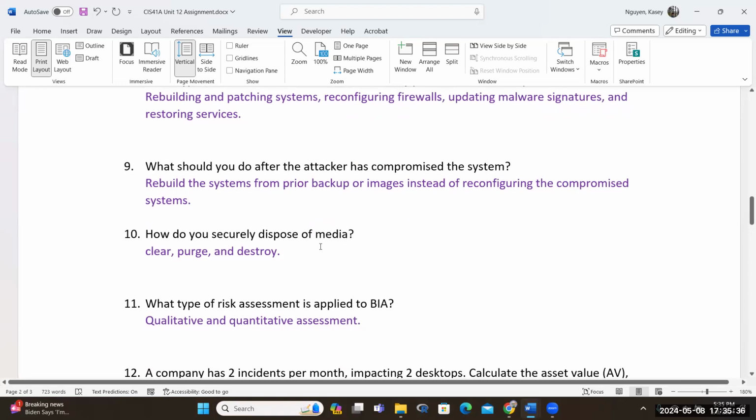Okay. Anything on eradication, containment, and recovery? We're gonna talk about risk assessment and management.